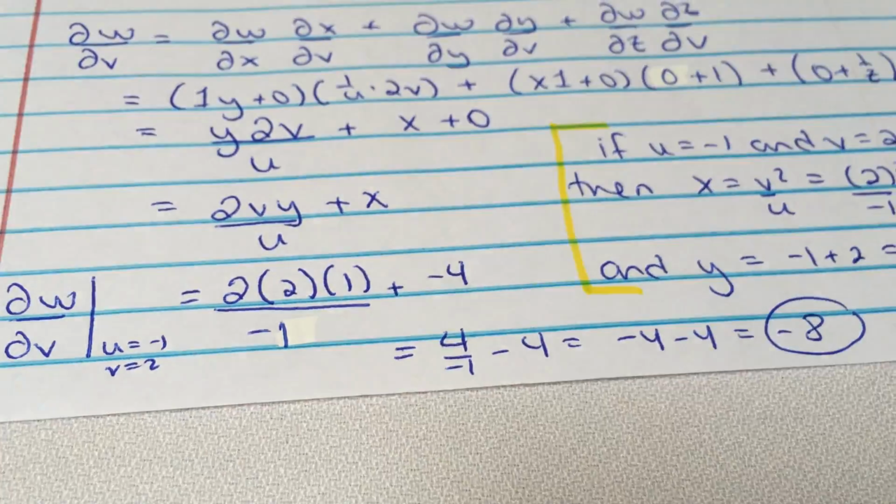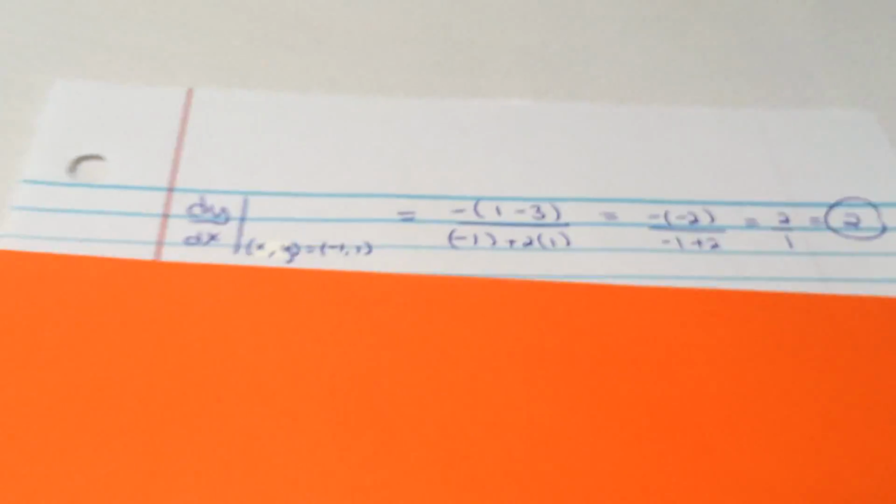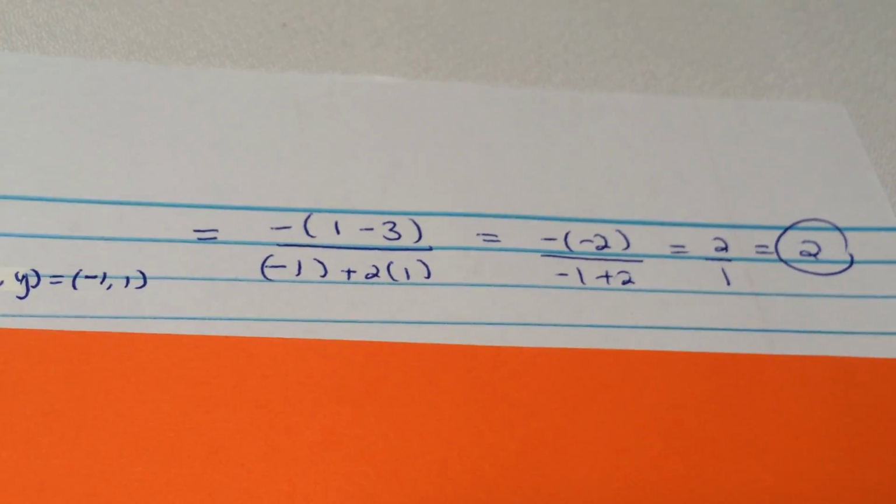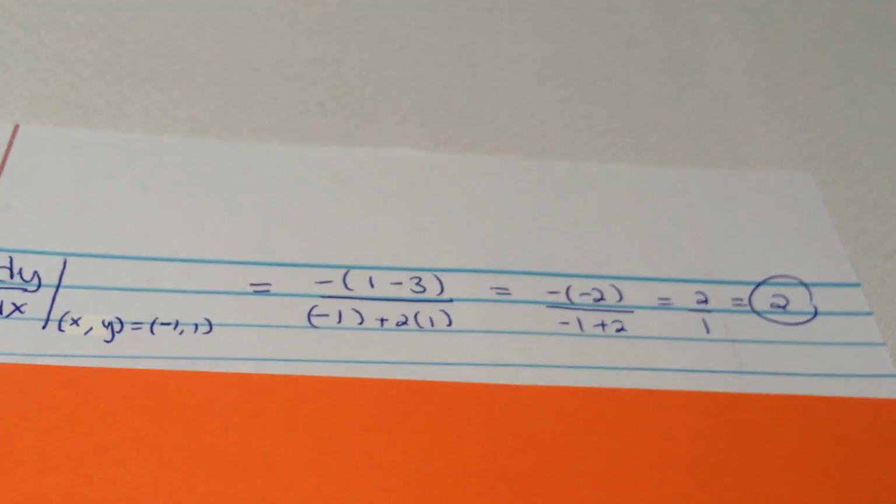Oh, apparently it's on the next page. Okay, so plugging in this point for x and y, I get 2. So because this is at a point, your final answer should be a number. Okay, so this answer is 2.